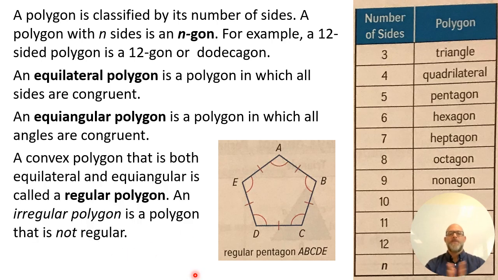A convex polygon that is both equilateral and equiangular is called a regular polygon. Otherwise, it's irregular. What makes this regular? It's got congruent sides, equilateral. It's got congruent angles, equiangular, and it's convex. Remember, if you extend the lines, none of them penetrate into the interior.